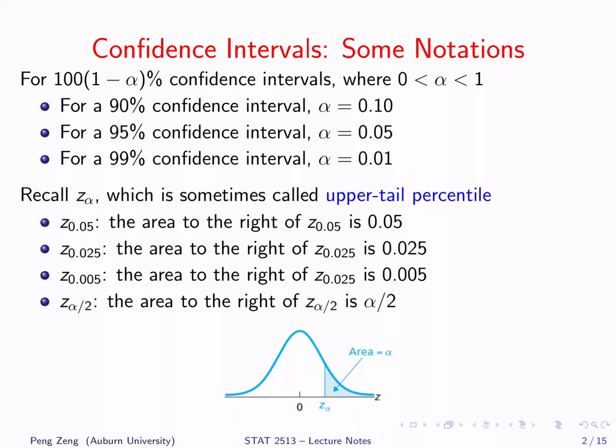This quantity is also called the upper tail percentile. It means that the area to the right of this number is alpha. For example, the area to the right of Z 0.05 is 0.05. The area to the right of Z alpha over 2 is alpha over 2. To find the exact value of Z alpha, we need to use the standard normal table.